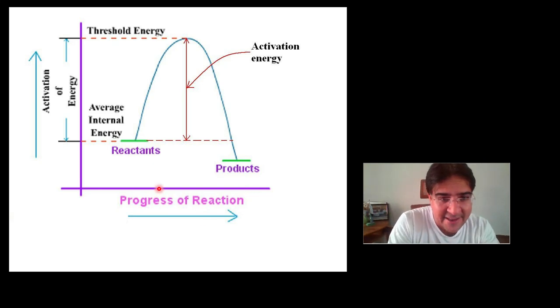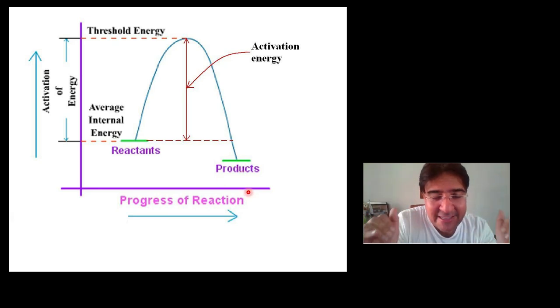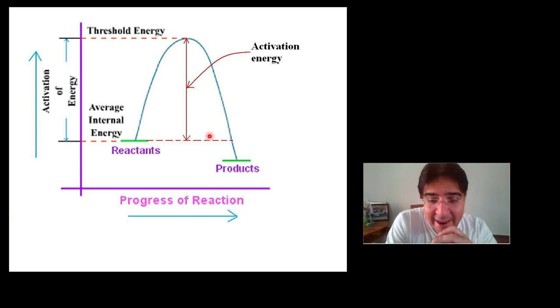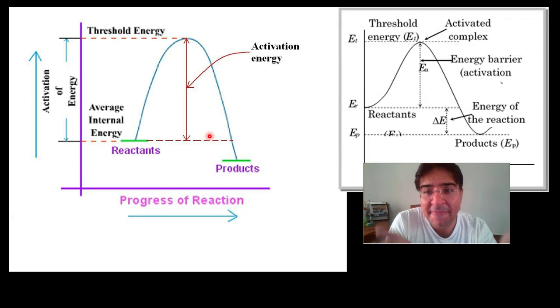Guys, if this green line and this green line are like this, if products have lesser internal energy, it means this energy is surplus, extra out. If this green line was here, then this energy would be coming from outside. It will be an endothermic reaction. I'll explain that for you, but first look here.